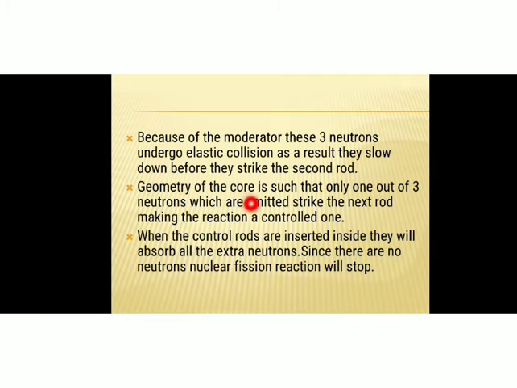The geometry of the core is such that only 1 out of 3 neutrons which are emitted strikes the next rod, making the reaction a controlled one. When the control rods are inserted inside, they will absorb all the extra neutrons, since there are no neutrons to initiate the nuclear fission, and the nuclear fission reaction will stop.